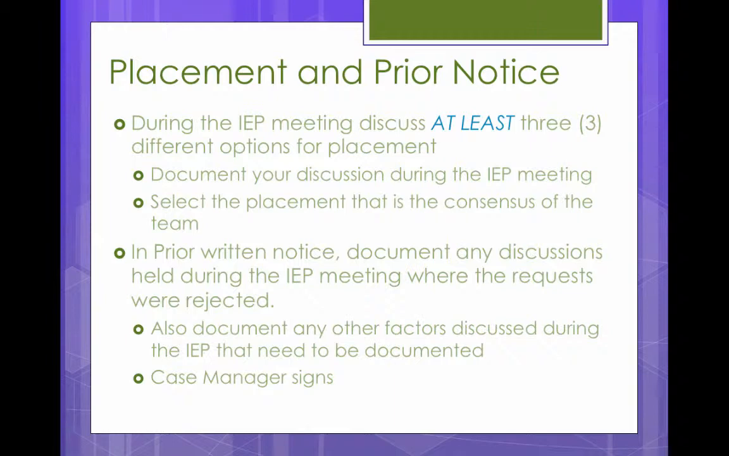We have to consider at least 3 different options when we're talking about placement. You document the discussion you have at the meeting, you select your placement, and then the final piece of the puzzle of developing the IEP is prior written notice. In the document, the very end, you have to document anything that was discussed that you rejected. So say the parent wanted a one-to-one paraprofessional and you've really rejected that. You don't feel that the student needs that. You can put a description there of what you discussed and how you're going to be providing services to the student. And then the case manager signs that.